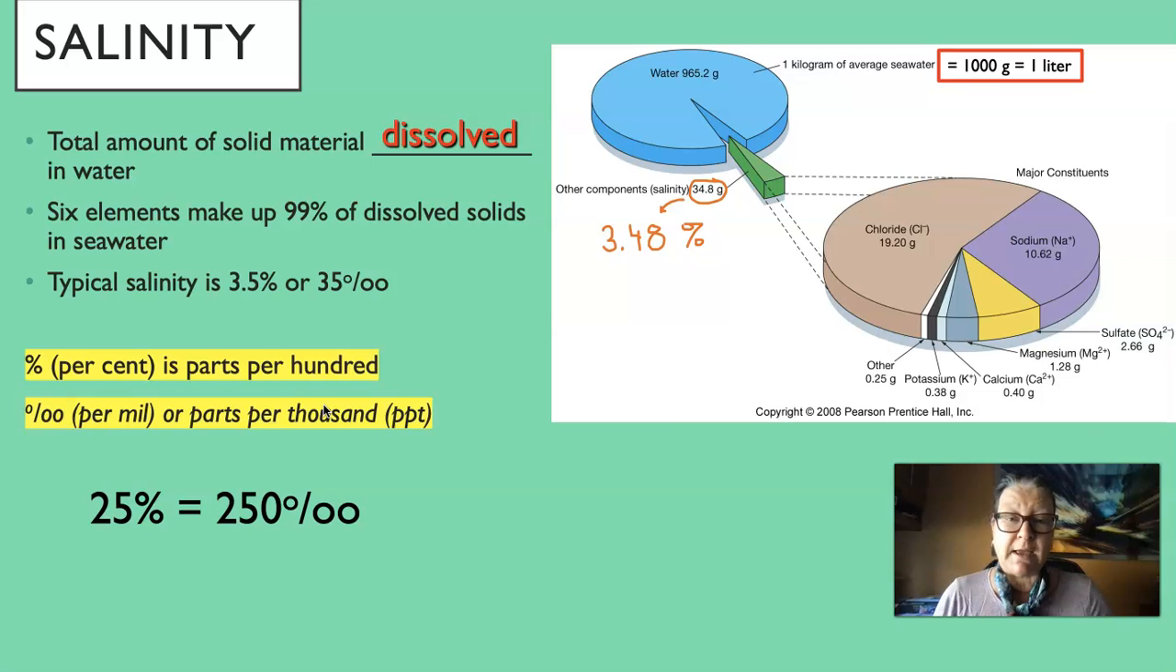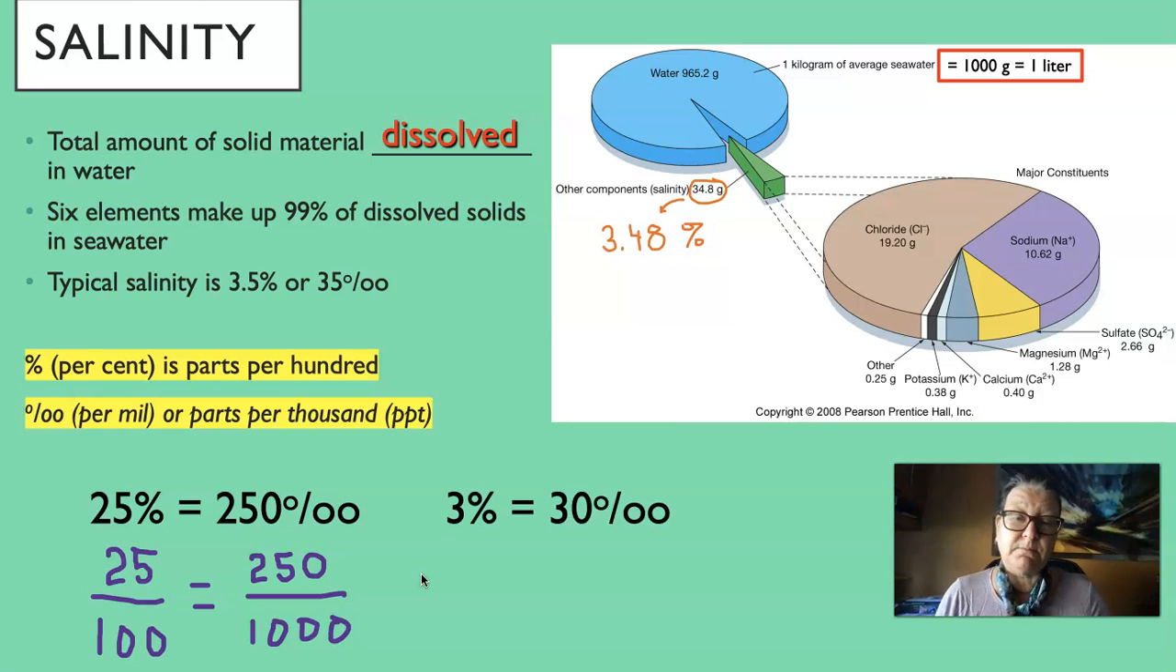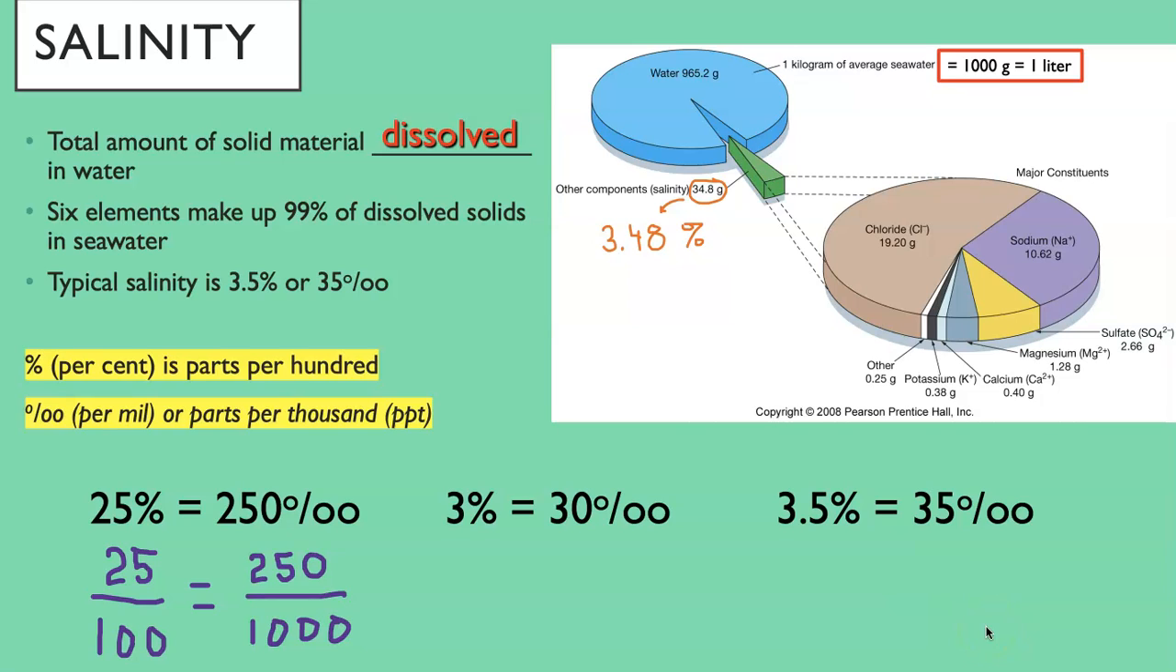So 25% is equal to 250 per mil. And you can see if you look at the fractions, these really are the exact same proportions. They're each a quarter of the whole. 3% would then be 30 per mil. And 3.5% would be 35 per mil. On average, as I have up here in pink, the ocean salinity is between 33 and 38 per mil.